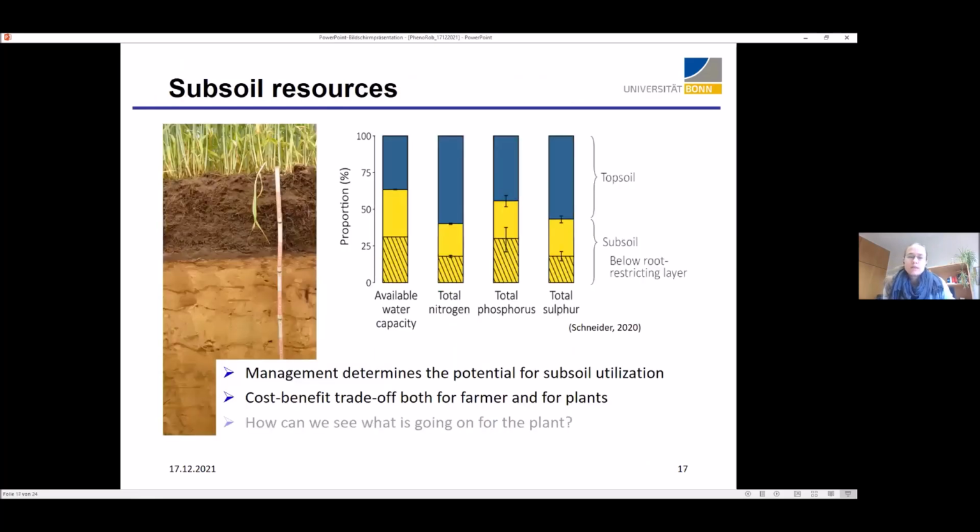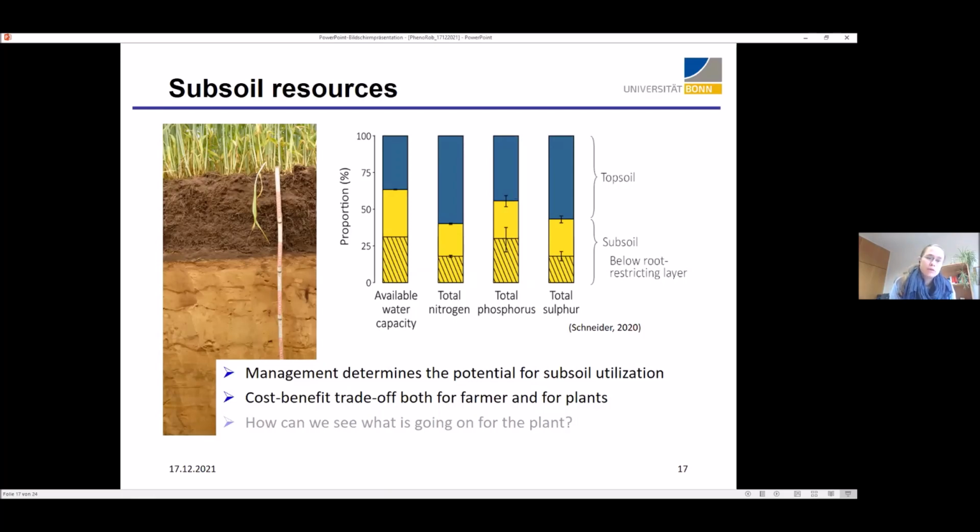So with respect to that second question, yes, we can do something about the root restricting layers, but it is always a cost-benefit trade-off, both for the farmer, who has to consider how much he or she wants to put in terms of machinery, fuel costs, and also including that into the crop rotation. But it's also a cost-benefit trade-off for the plants. How much additional root biomass do I have to produce to access those extra percent of nutrients?